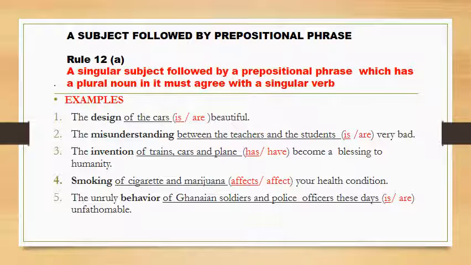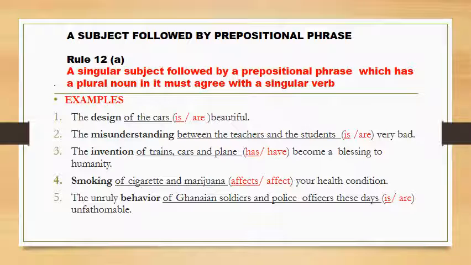The invention of trains, cars, and planes has become a blessing to humanity. So you could see that we have the main subject, which is the invention. From "of trains, cars, and plane" becomes the prepositional phrase. So trains, cars, and plane are not the subject and cannot be the subject. So the subject in this sentence is the invention.